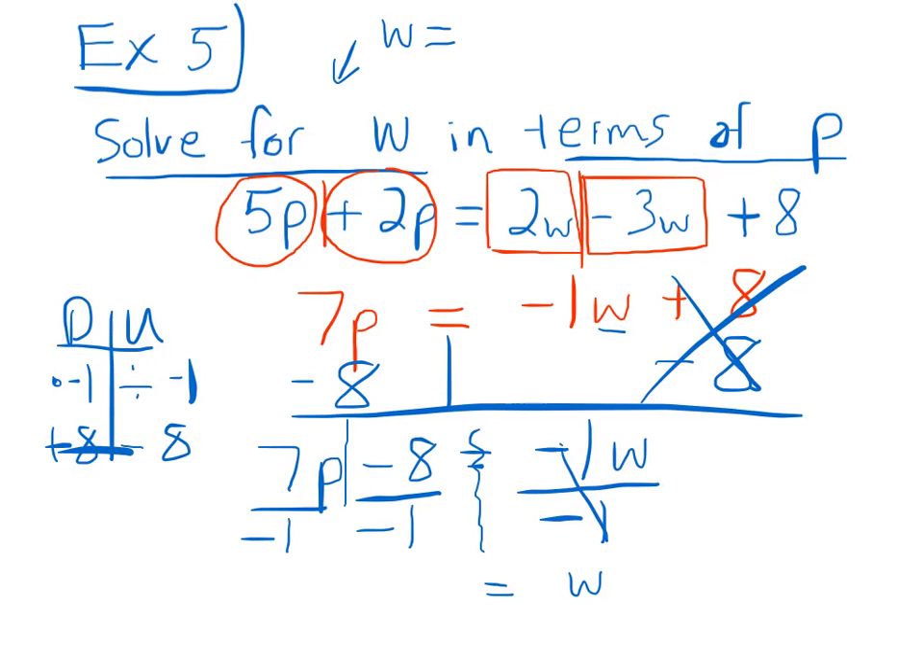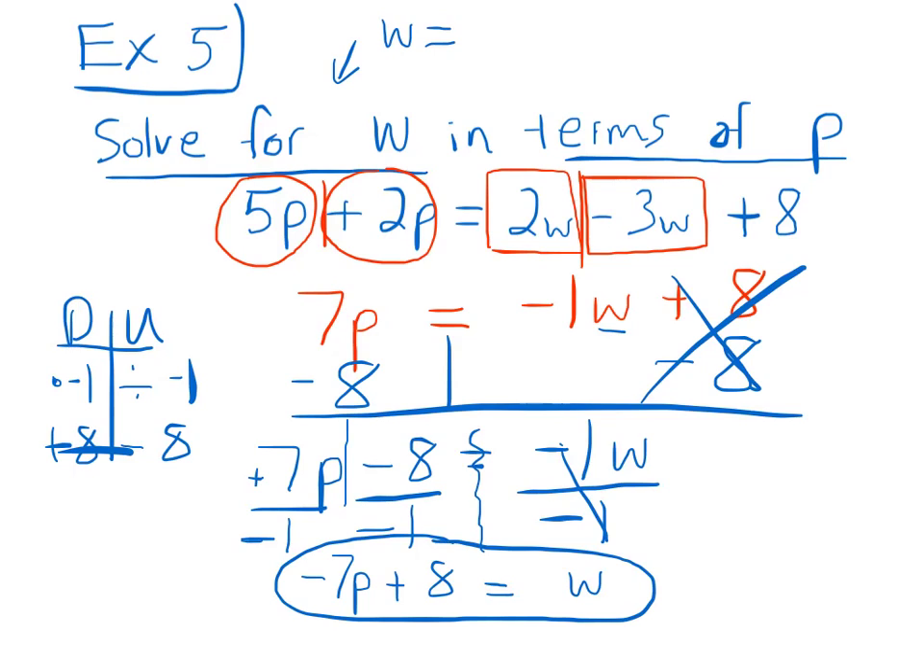Okay? And then if I look over here, a positive 7 divided by a negative 1, a positive divided by a negative will get me a negative 7p. And then a negative 8 divided by negative 1 will get me a positive 8. So I'm going to write plus 8. Okay. I just solved for w. I have w all by itself. Okay. That is my final answer. W equals negative 7p plus 8.